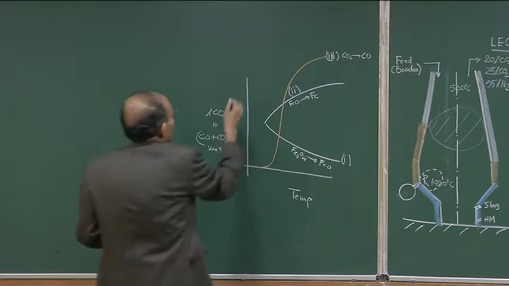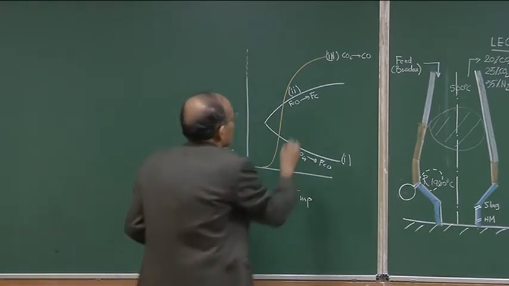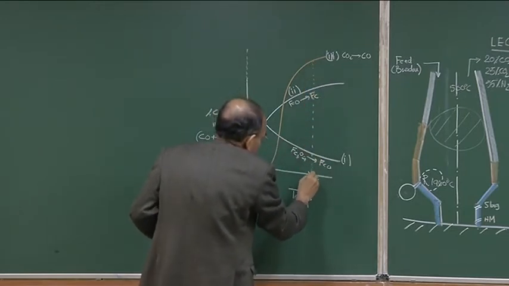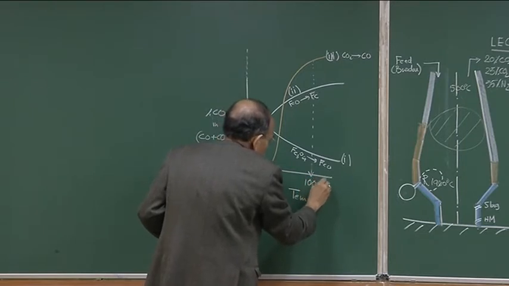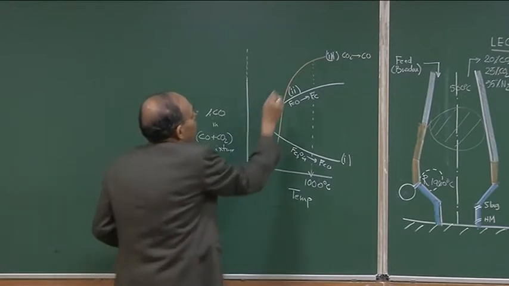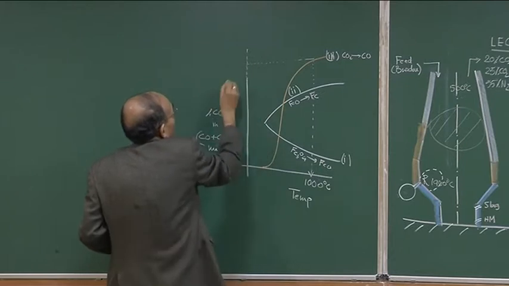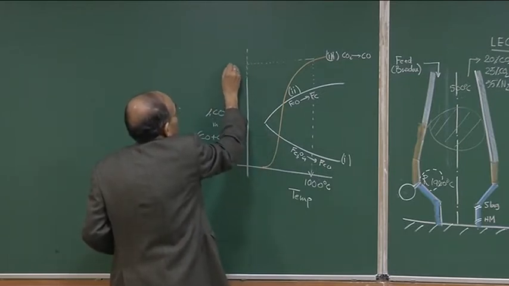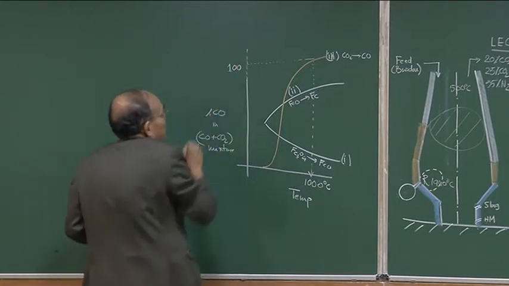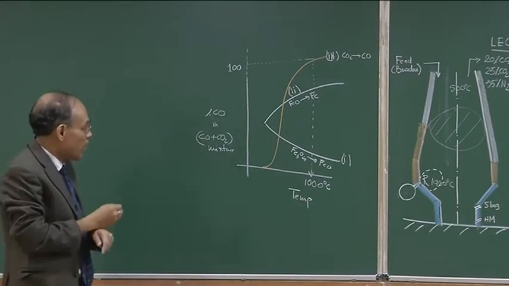And this value, suppose if you consider arbitrary, about 1000 degrees centigrade, okay. Let us say this is 1000 degrees centigrade, and this value approximately corresponds to about 1. Percentage CO is 100. This is a 100% CO line. There is a percentage CO in CO2, that means there is 0 CO2, that is what it essentially implies.